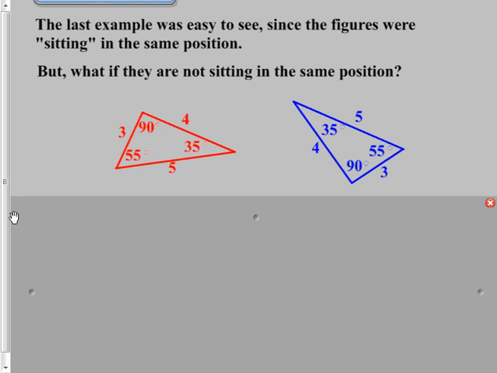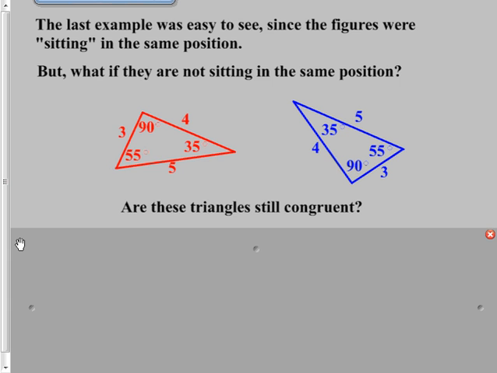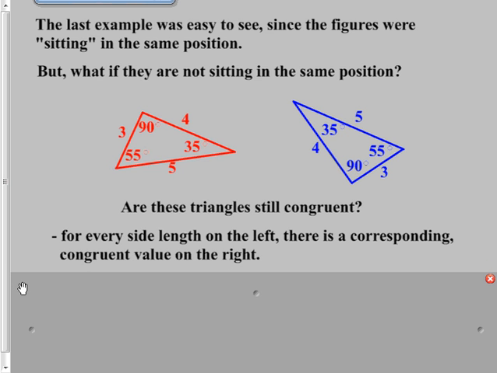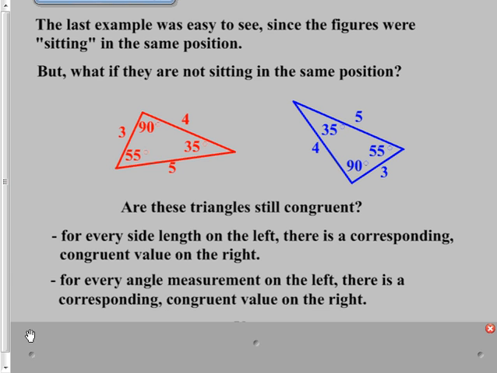What happens if they take those two triangles and draw them like this? Are these two triangles still congruent? Well, the answer remains the same. For every side length on the left, there's a corresponding congruent value on the right. For every angle measurement on the left, there is a corresponding congruent value on the right. Okay, so the answer is very obviously yes.